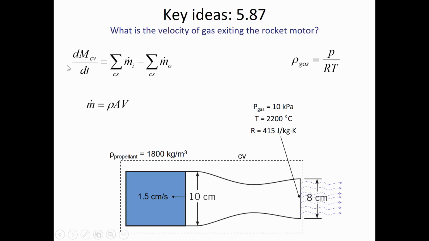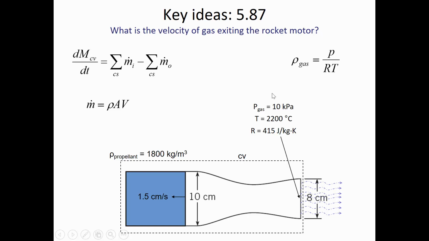So the change of mass in the control volume over time is negative. It's decreasing. And there's nothing flowing in to this control volume. There's only flow out. And what they tell you is that it's a gas. And they define the pressure, temperature, and the R value of that gas. So the reason why is that if you have the pressure, temperature, and R value, you can determine the density of the gas as it exits.